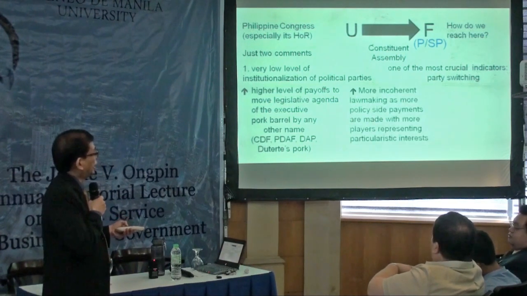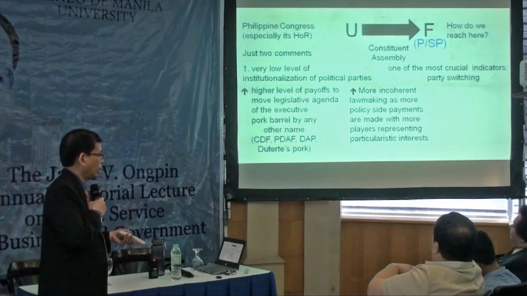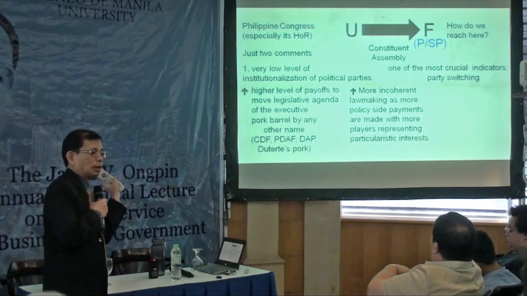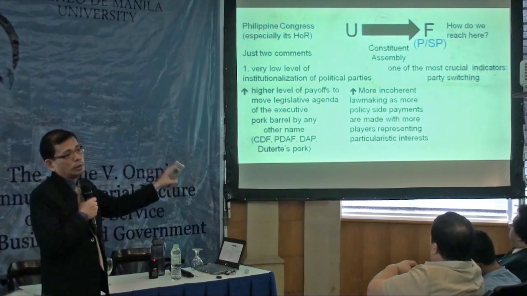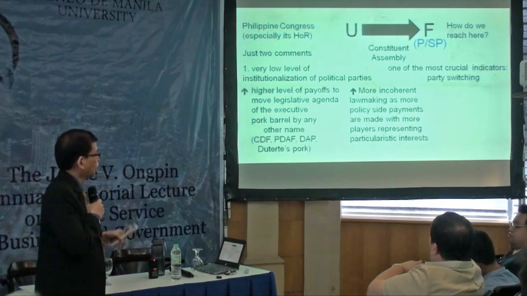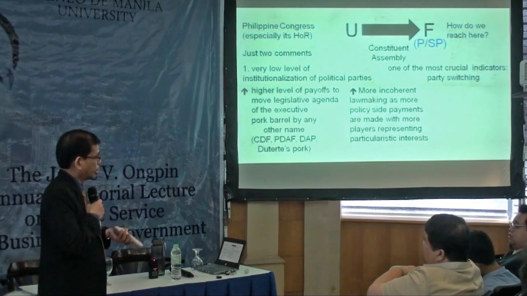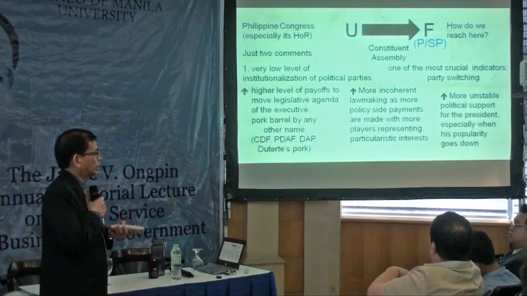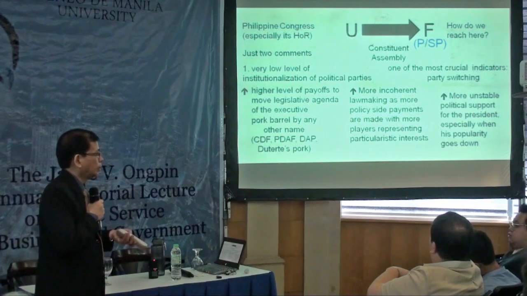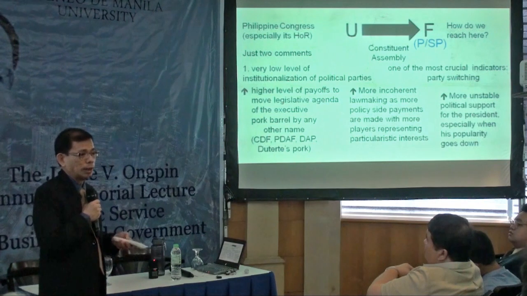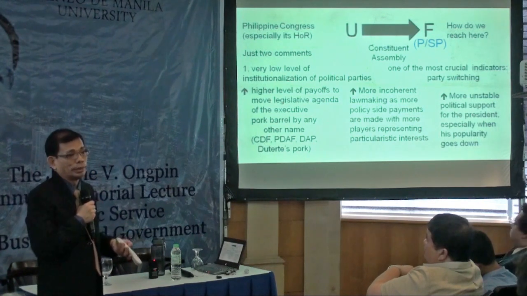And then you would have more incoherent lawmaking, as well as more policy side payments. The first one would be about patronage money. The other would be the effect on your legislation. Policy side payments are made with more players representing particularistic interests, and there is more unstable political support for the president, especially when his popularity starts to go down and he is abandoned by the party supporting him.